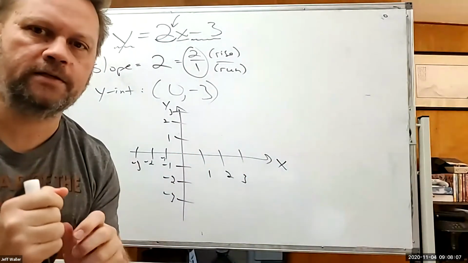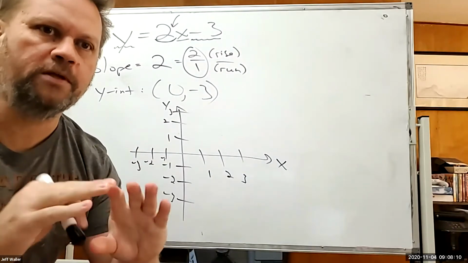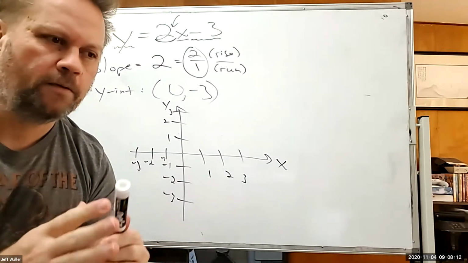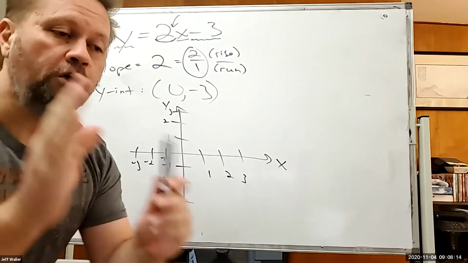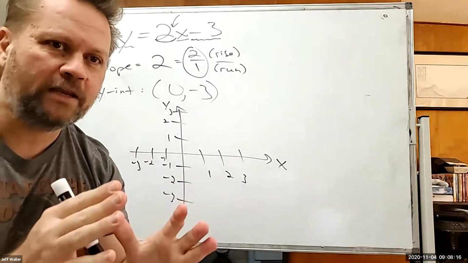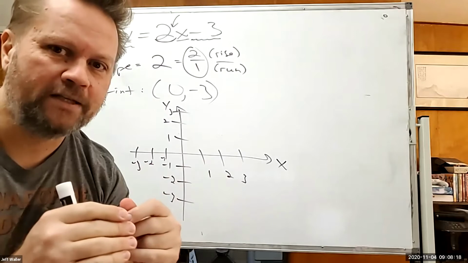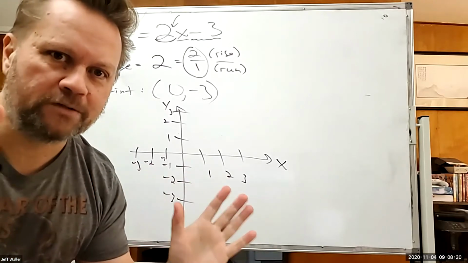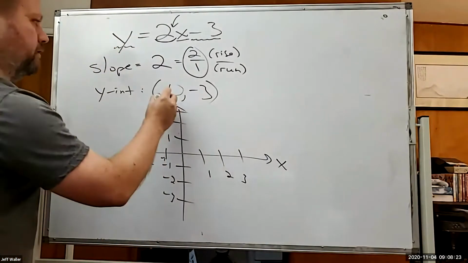Where does the line start? That's an interesting question. I mean, what's the starting point? 0 and -3. Good. I was interested if anybody was like, what the hell are you talking about, Jeff? The line doesn't start somewhere. It goes forever in both directions. But I consider that to be like a starting point.